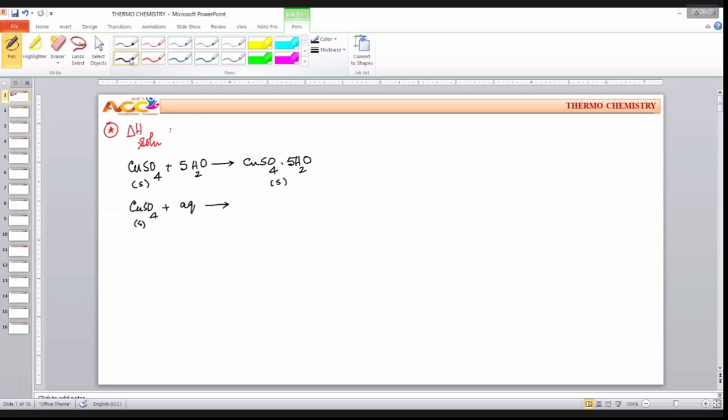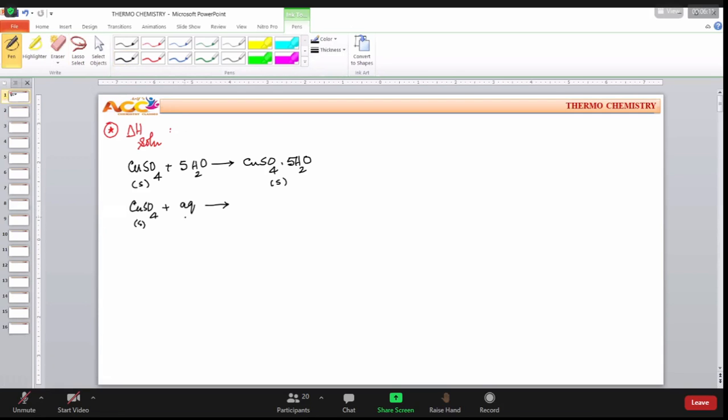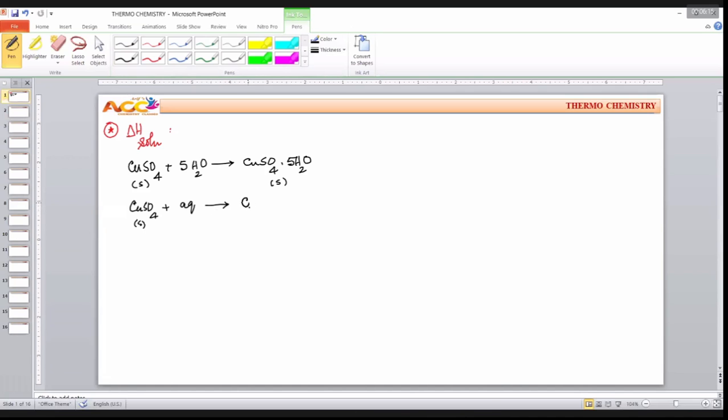If you are having this type of situation, what is the meaning of this? That means you have added a bulk amount of water, an excess amount of water. Then we say it is copper sulfate dot 5H2O, and this we write as aqueous. Now, see carefully, this is something different.